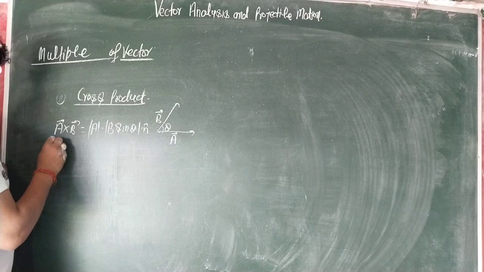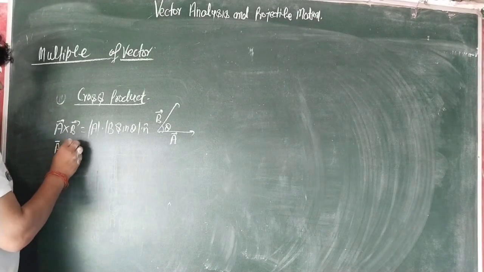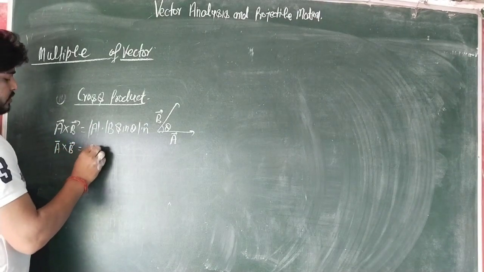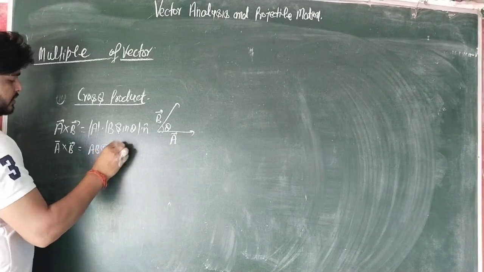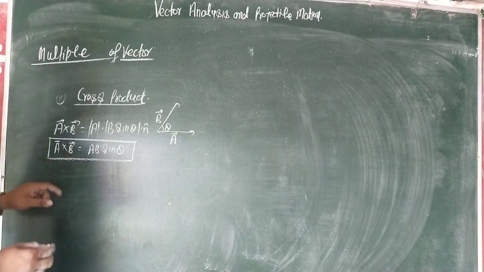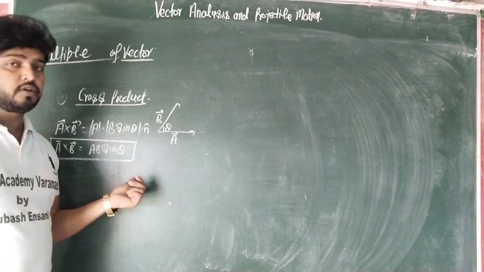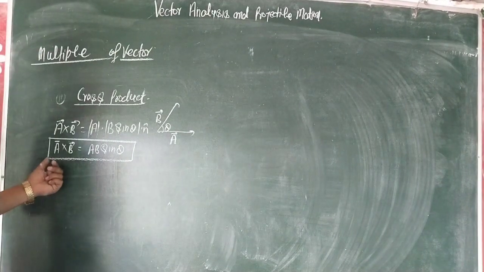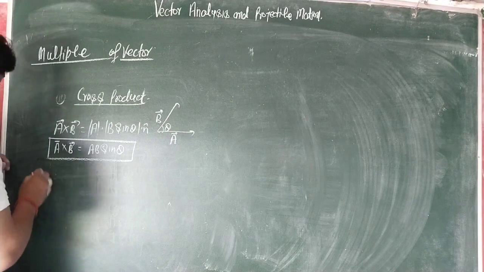It can also be written as A cross B equal to AB sin theta. You have seen that A dot B is equal to AB cos theta, but A cross B is equal to AB sin theta.